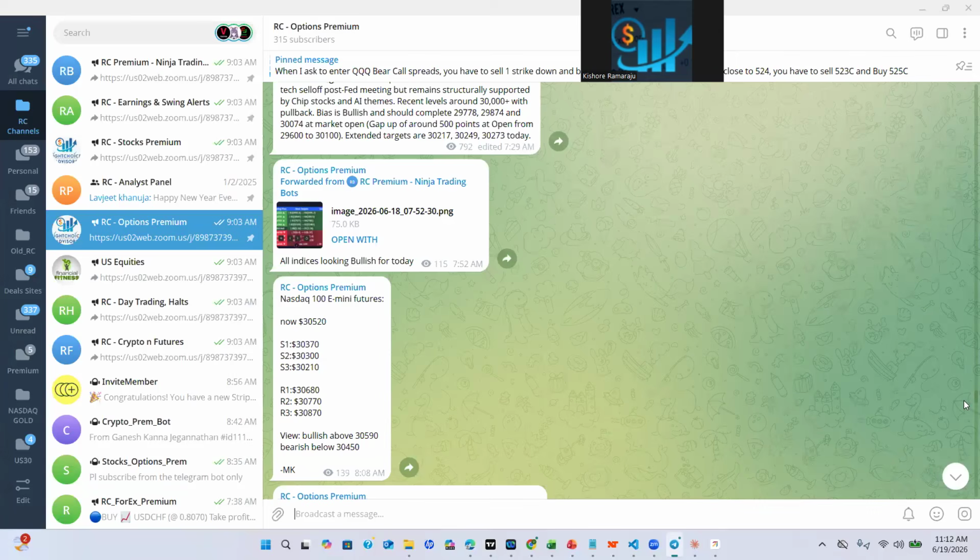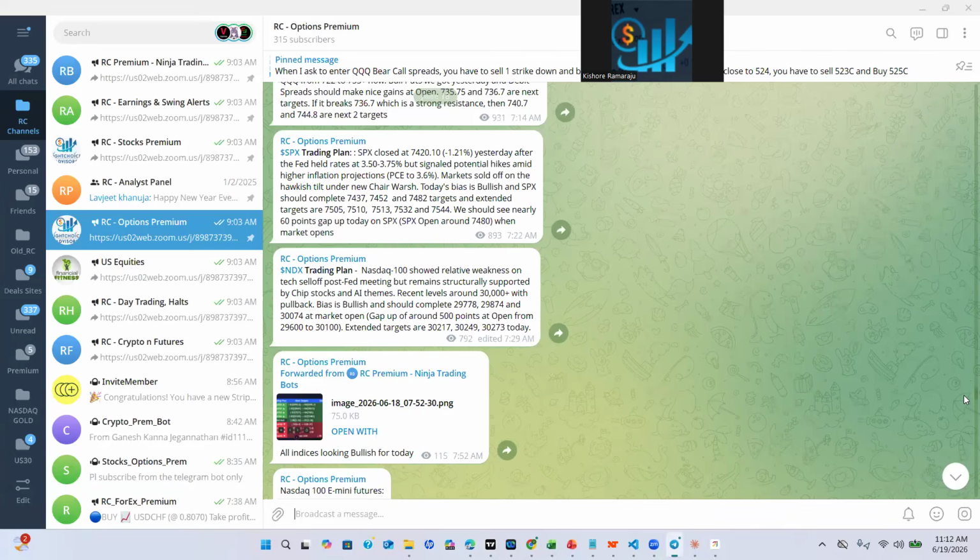Yesterday morning, we also took another one. So here we should see nearly a 60-point gap up. SPX should open around 7480. So nearly it completed all these targets, right? It exactly closed it.